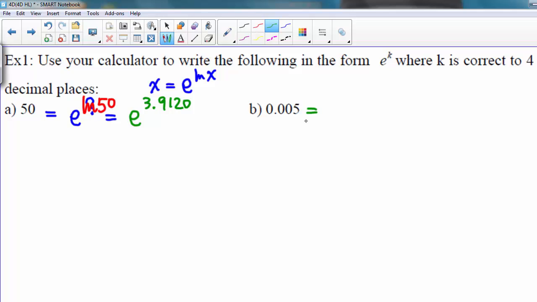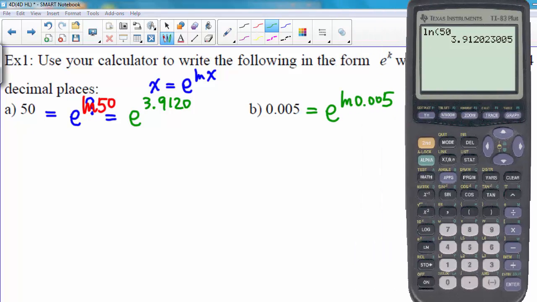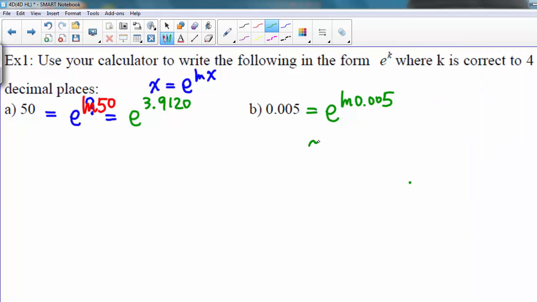The same idea for the second value, 0.005. If I want to change this one to an exponential form with base e, it's e to the power of ln 0.005. Ln 0.005 is negative 5.2983. So this is e to the power of negative 5.2983.